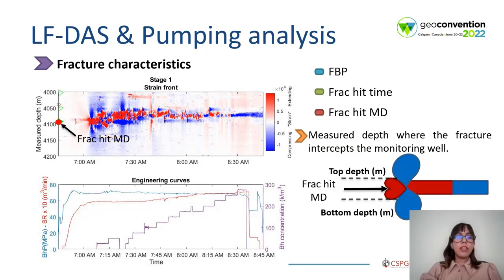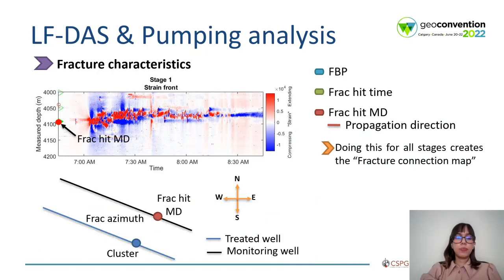Next, we pick the frac hit measure depth, represented by the red circle on the left. This is the place in the cable where the fracture intercepted the monitoring well. To calculate the frac hit measure depth, we selected the top and bottom depths of the heart-shaped tip and calculated the mid-range between those two values.